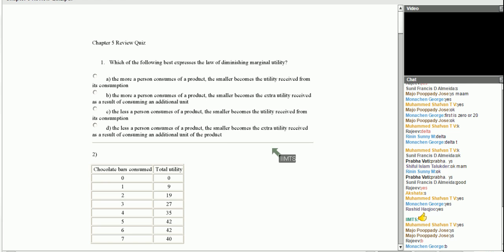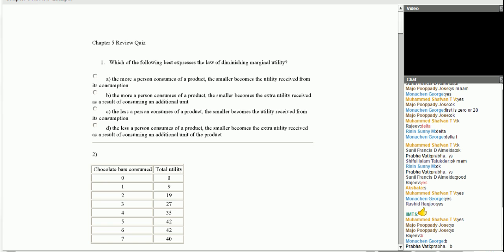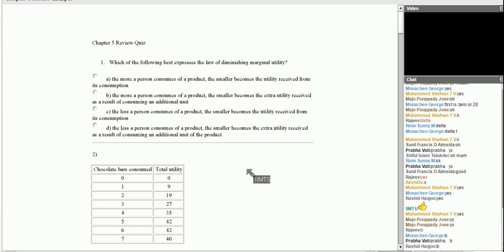Rajiv and Monishin says it's B. Asya, Akshita, Anas, Sanubar, Mohammed Saiful, Muhammad, Sunil, Majo, Rinin, Rashid, Muhammad. What's your answer?